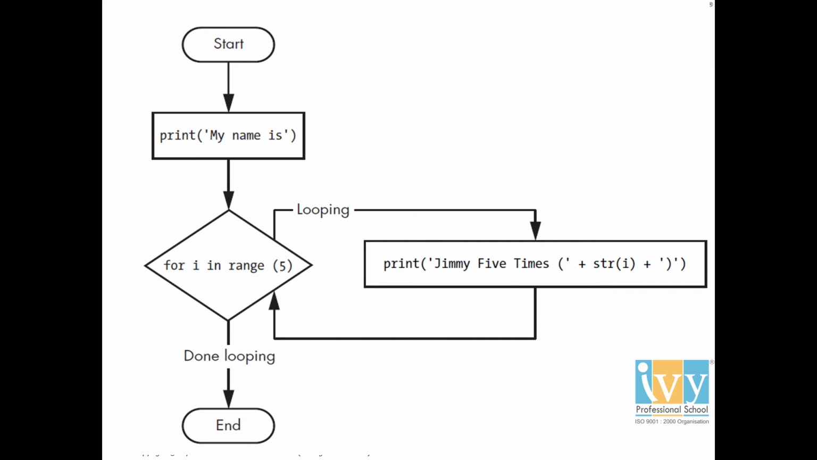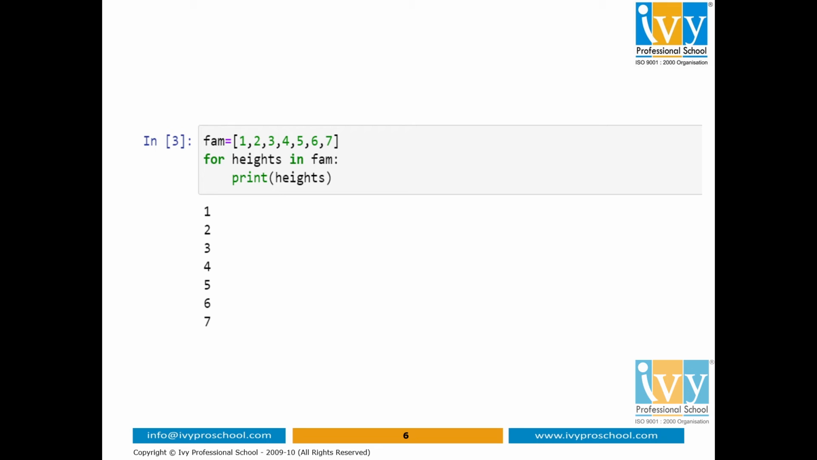Similarly, if we check out the next example, suppose fam contains the heights of a particular group, that is 1, 2 until 7. The code will look like this in that case: for height in fam, print height. It simply prints all the heights in the list fam, starting with 1, 2 and it goes on till 7. After the 7th height gets printed, the iteration is stopped.